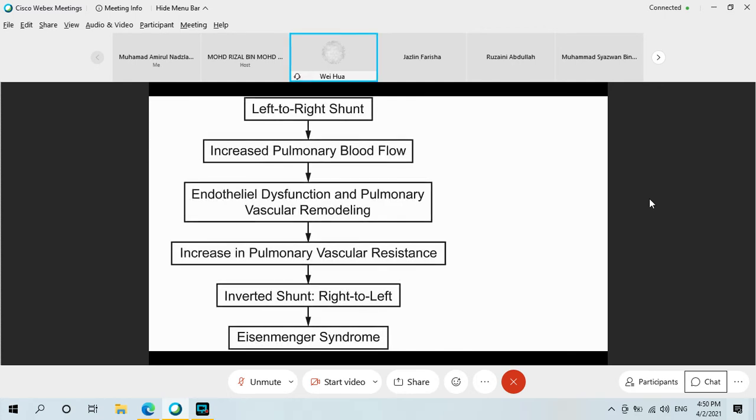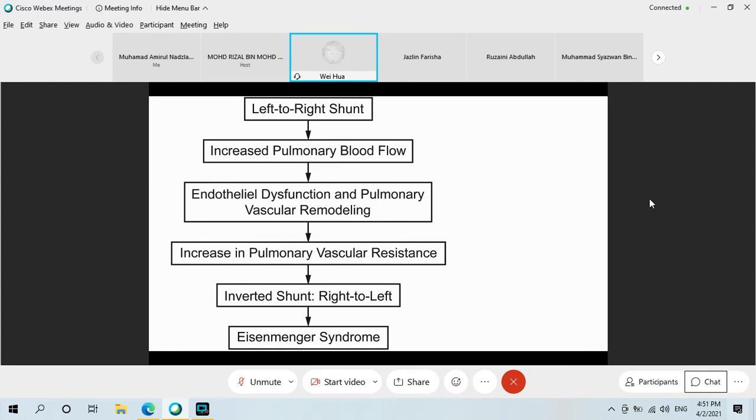So this slide shows the pathophysiology of the condition. When there is a defect at the ventricle, due to the higher pressure at the left ventricle, it will cause the blood to flow from the left side to the right side and result in a left to right shunt and increase the pulmonary blood flow.